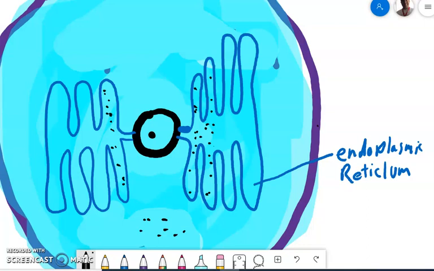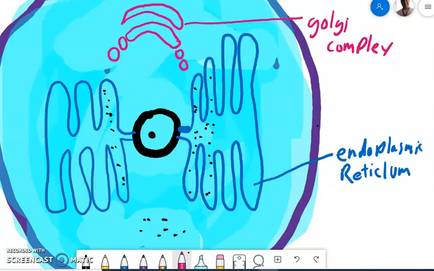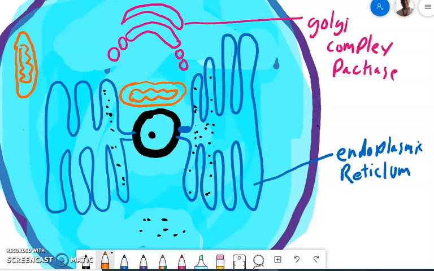Now, this is going to make proteins. That protein has to be packaged. So it's going to be packaged into something called the Golgi complex. Endoplasmic reticulum is going to make proteins. This packages them. Now, this all takes a lot of energy. So we're going to have mitochondria. Mitochondria actually have 2 membranes, and they make energy.